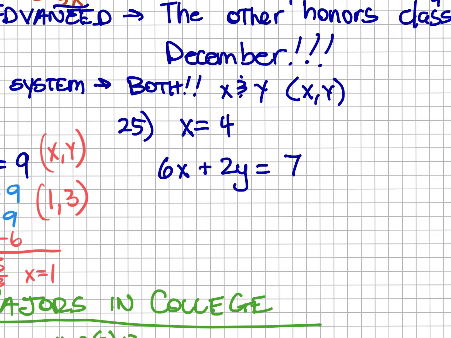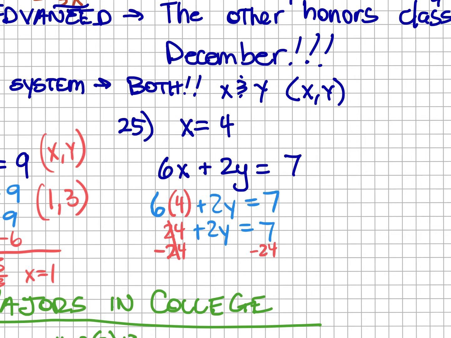All right, for this one, we know x is 4. So I'm going to rewrite the second equation exactly as it is, but I'm going to substitute in 4 for x. 4 times 6 plus 2y equals 7. 24 plus 2y equals 7. I'm going to subtract 24 from this side to get it out of there. Subtract 24. And hopefully I did this one right.